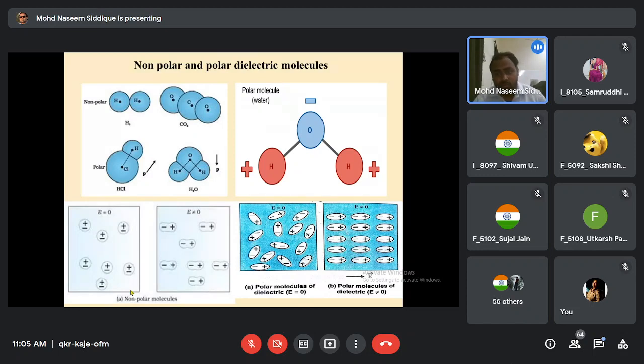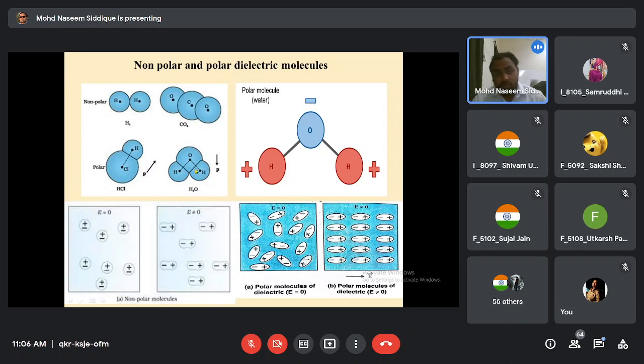Before going to the next, orientational polarization, we should know what the non-polar and the polar dielectric molecules are. What is a non-polar dielectric molecule? Where the centers of the positive and negative charges coincide, it is known as non-polar. Such dielectric materials never show any dipole moment because the centers of the positive and negative charge coincide. But what is polar? In a polar molecule, there must be some separation between the positive and the negative charge, hence creating a dipole with a permanent dipole moment. So a non-polar dielectric material has no permanent dipole moment, but a polar dielectric material has a permanent dipole moment.